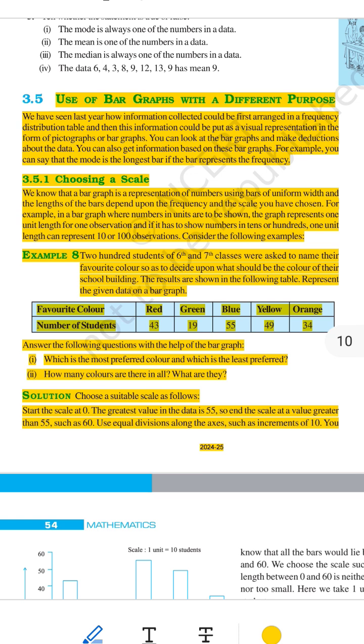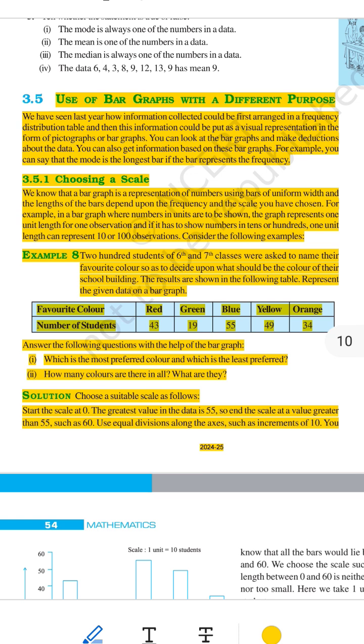Steps to make a bar graph. 1. Collect data. Example, students' favorite colors. 2. Make a frequency table, like this. Color, number of students: red 43, green 19, blue 55. 3. Choose axes. Draw a horizontal line, the x-axis, for items, colors, names, etc. Draw a vertical line, the y-axis, for numbers.